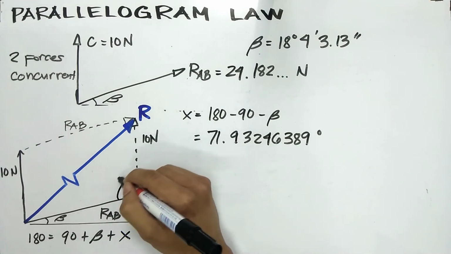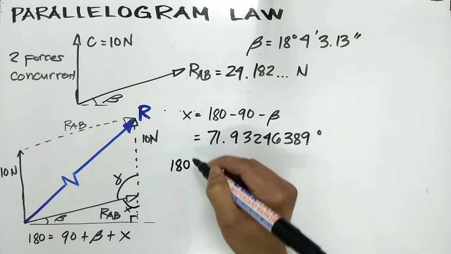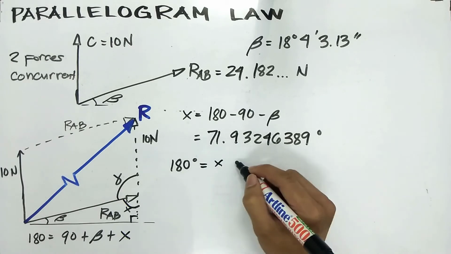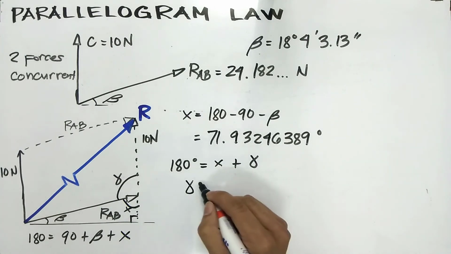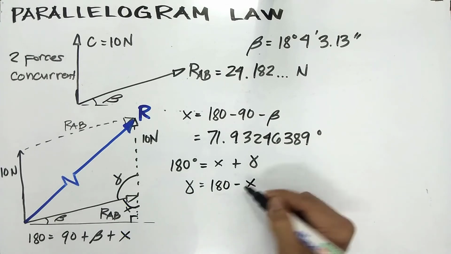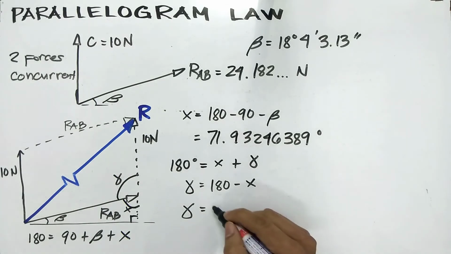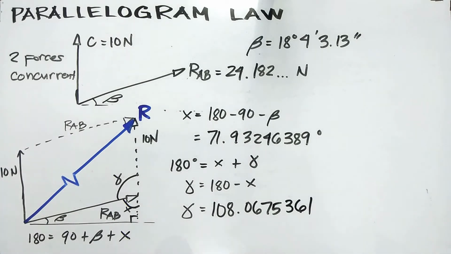We need to look for this angle. Let's call it angle gamma. Since these are supplementary angles, its sum should be equal to 180 degrees, and that is 180 equal to angle X and angle gamma. We know the value of angle X. Your angle gamma is equal to 180 minus the value of X. Gamma is equal to 180 minus 71.93246389. So this will be your angle gamma, 108.0675361 degrees.